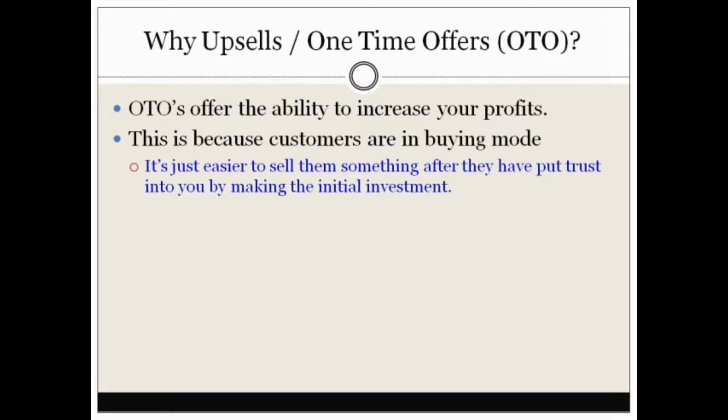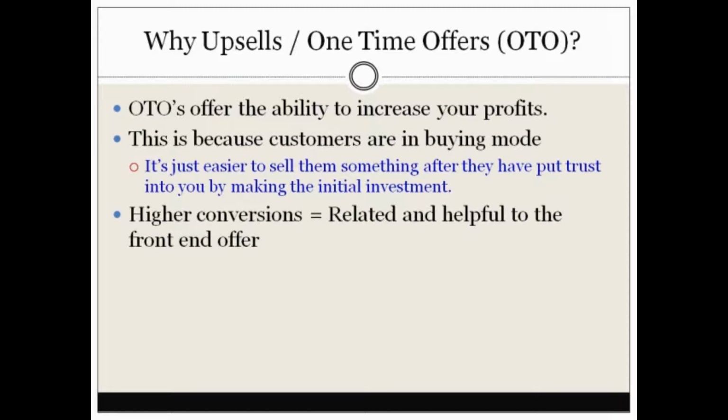It's easier to sell something to somebody who has just invested into your product and they trust in you by investing money into your product. If they've invested money into your product, then they're most likely going to buy something else that you have to offer. Now, in order for this to work, and in order for you to get higher conversions, the one-time offer or the back-end product must be related or helpful in some sort of way to the front-end offer.